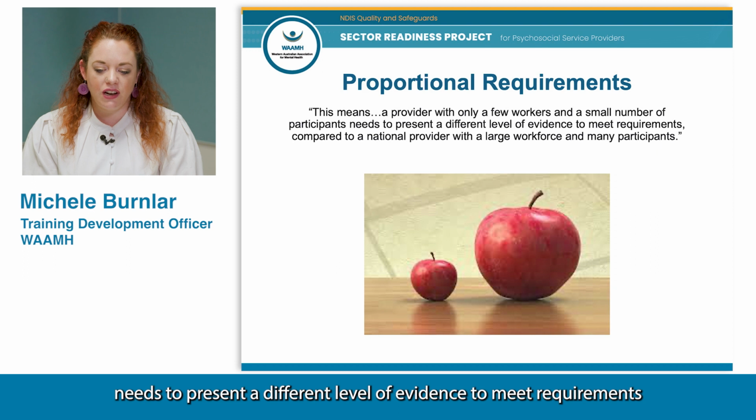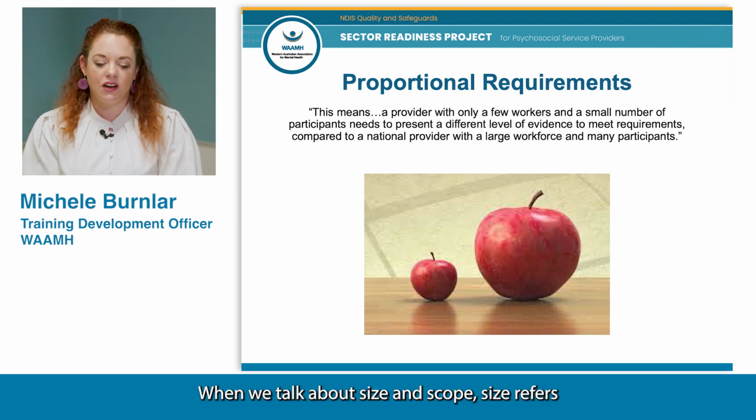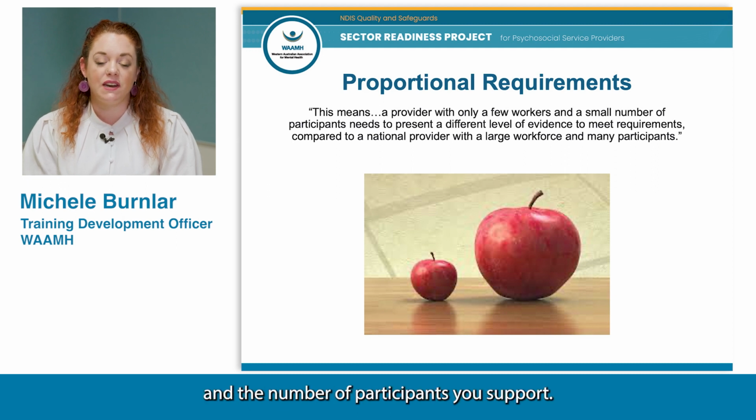Proportional requirements means a provider with only a few workers and a small number of participants needs to present a different level of evidence to meet requirements compared to a national provider with a large workforce and many participants. When we talk about size and scope, size refers to the number of staff you have and the number of participants you support.